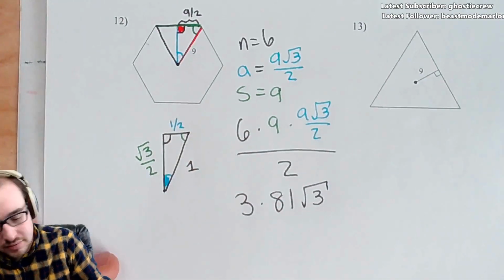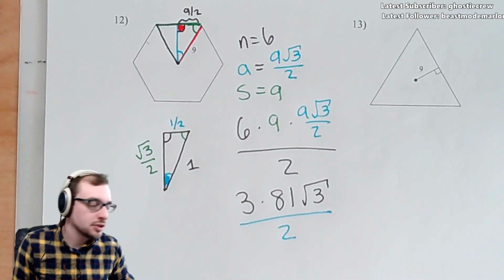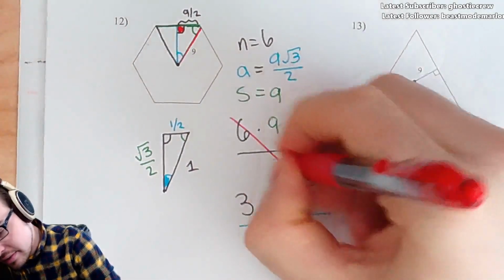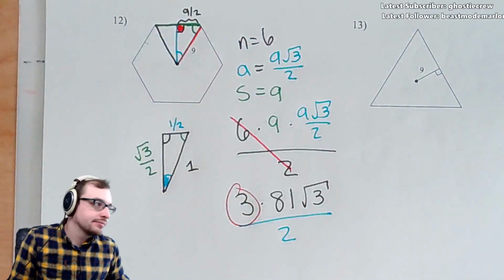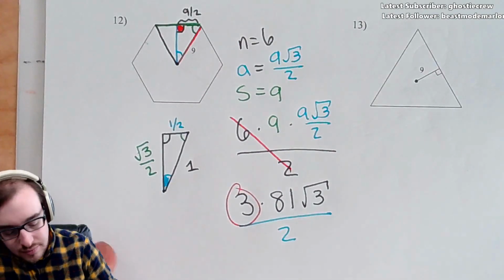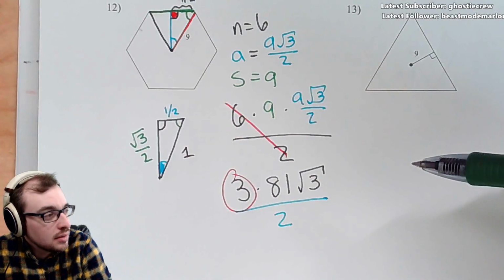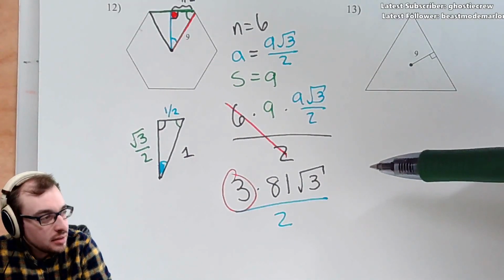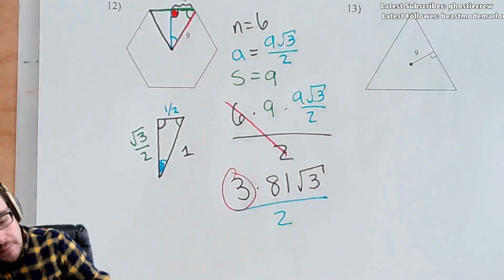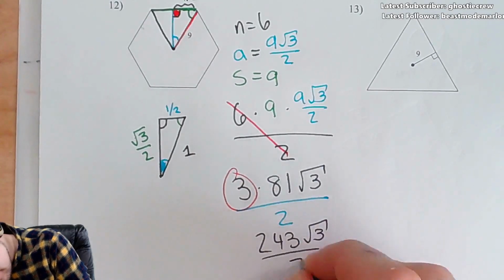That divide by 2, I'm just going to put down here. Doesn't matter, it's all multiplication and division. Doesn't matter what order we do it in. So this became the 3. And then 9 times 9 is 81, root 3 over 2. 81 times 3: 80 times 3 is 240, 3 times 1 is 3. So 243 is what we get, root 3 over 2.